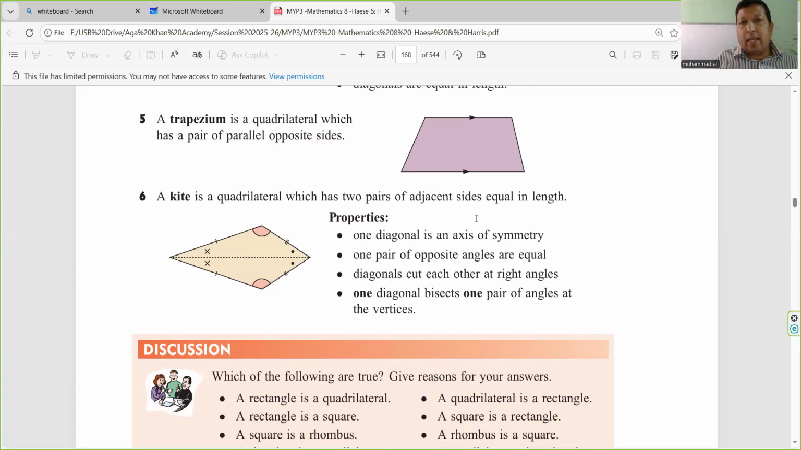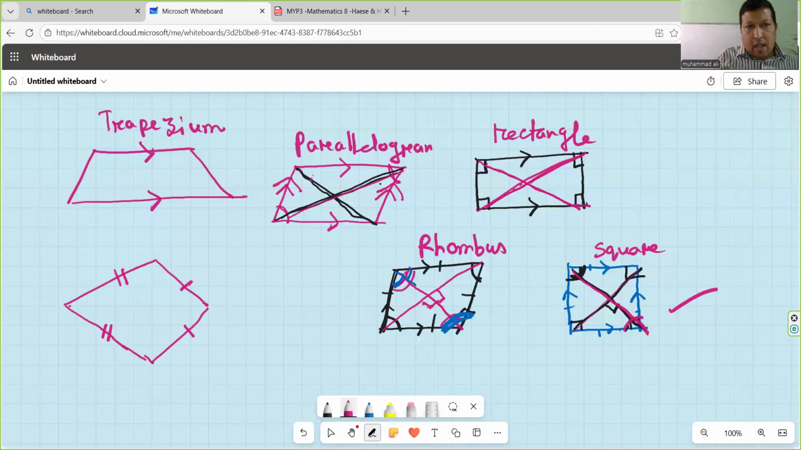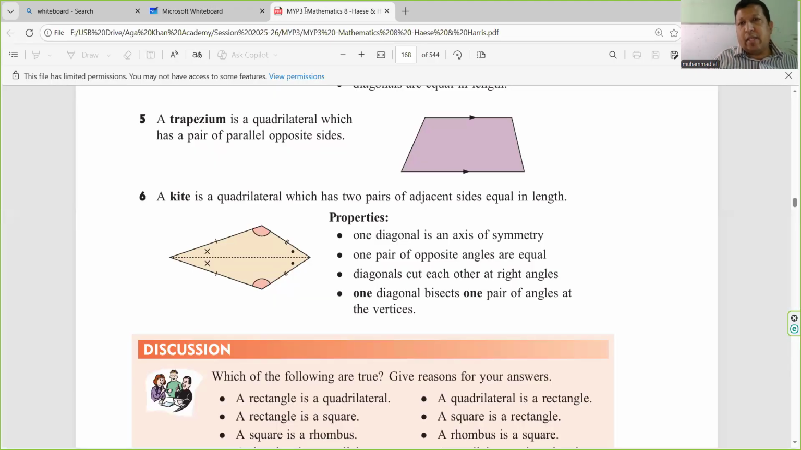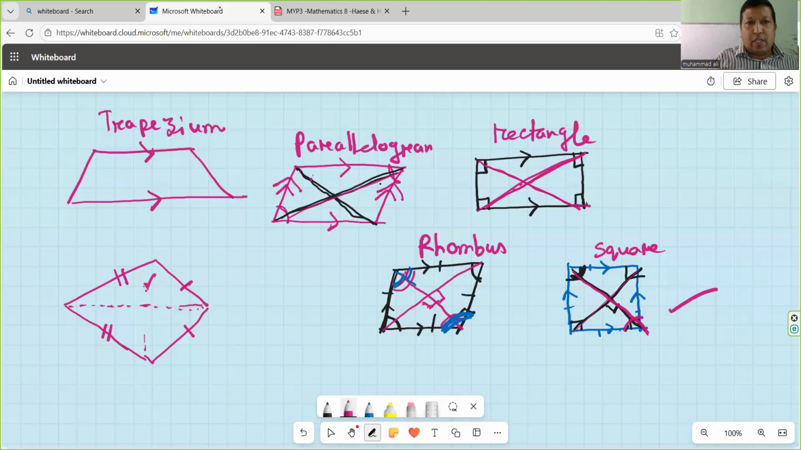One diagonal is an axis of symmetry. Like this diagonal is an axis of symmetry. Axis of symmetry means both of these sides are divided by this line. Opposite of this line, this part and that part are equal. So one diagonal is an axis of symmetry. One pair of opposite angles are equal. So both of these angles are equal.